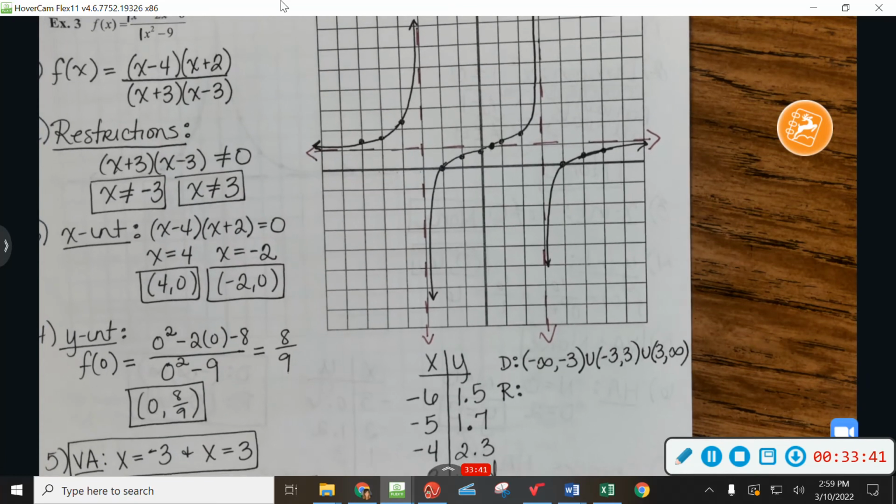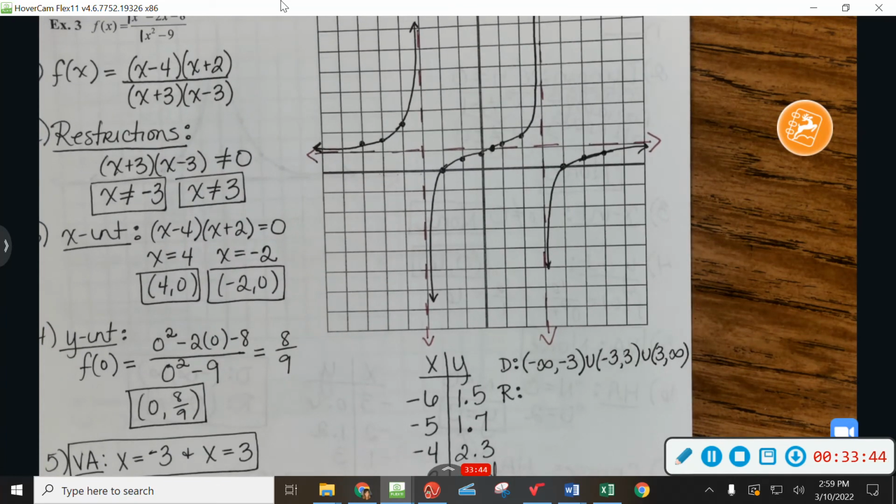Now what about my range? What is my range going to be? It's going to be negative infinity to positive infinity. Why?